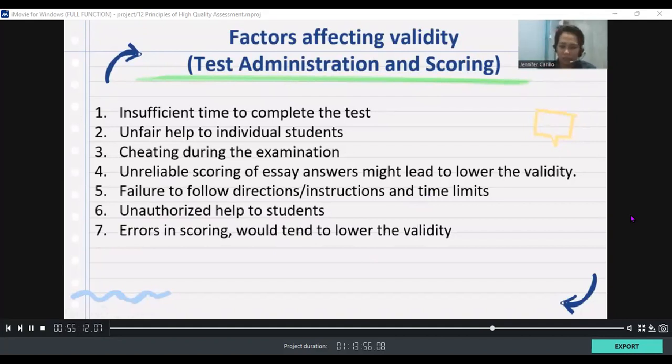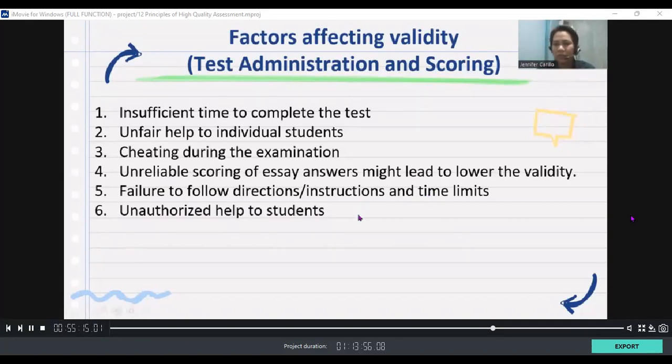Another one, unauthorized help to students. For example, in the board exam, we college teachers are not allowed to proctor for the PRC, because we would know the questions and might point them out to the students, and that would be biased. The PRC takes proctors from elementary or high school teachers, because they do not handle college students.